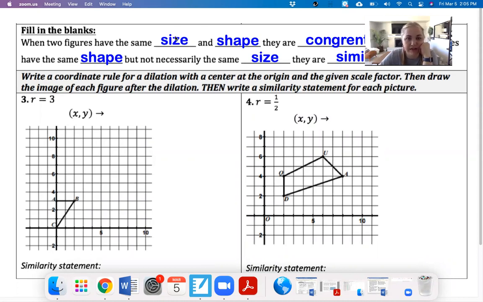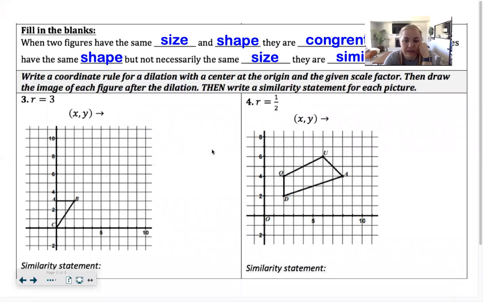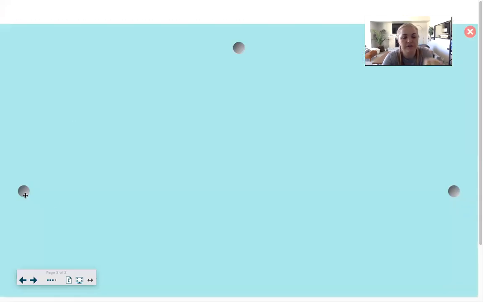Many of you might have noticed that I forgot to do the similarity statement here. We don't draw a quadrilateral, we would just say A, D, Q, U is similar to A prime, D prime, Q prime, U prime. Simple as that. Okay, now we're going to move on to the next page. Many of you have already done this next page, so I'm just going to go over it.